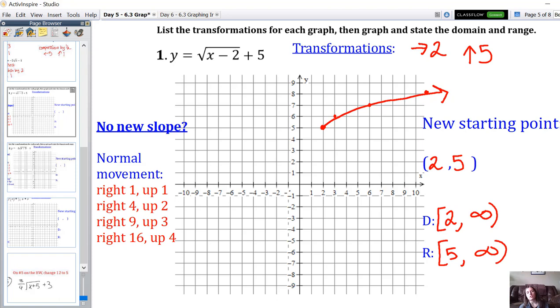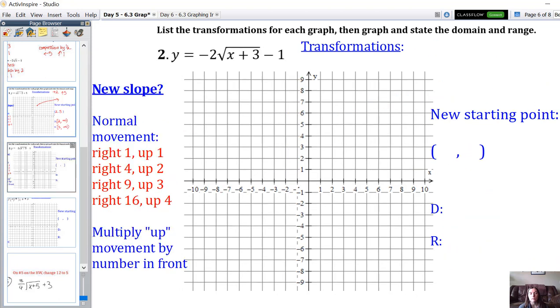Now, this only works if you don't have a number that's in front of your square root, that normal movement. So let's look at an example where we do have a number out front, that a value. So we've got y equals -2 times the square root of x plus 3 minus 1.